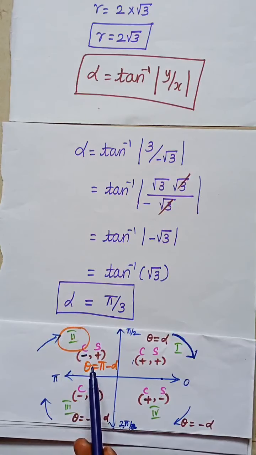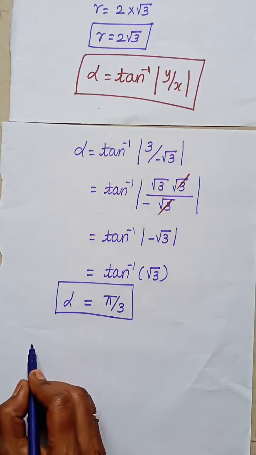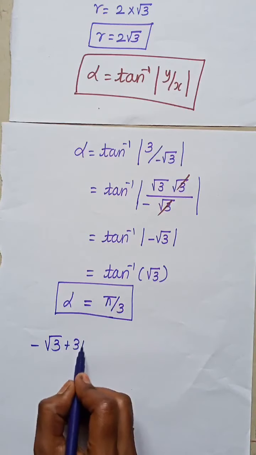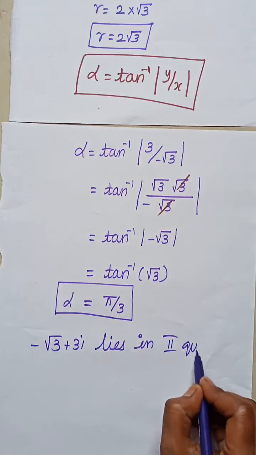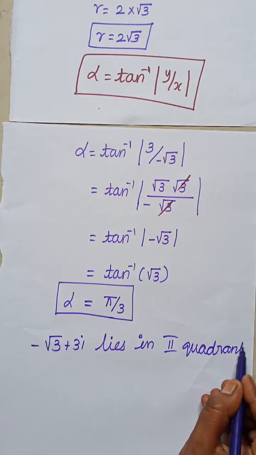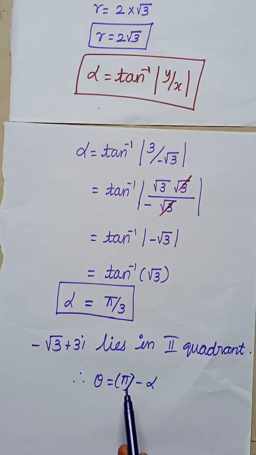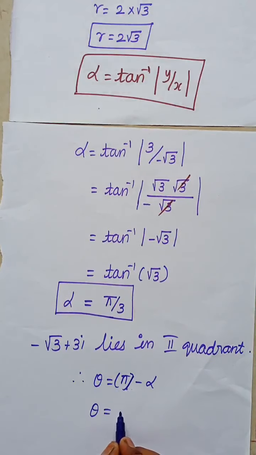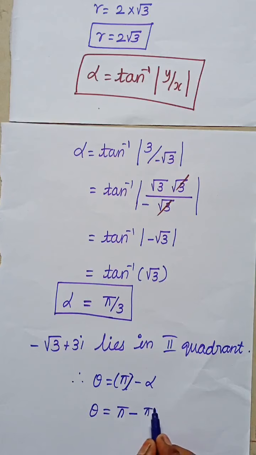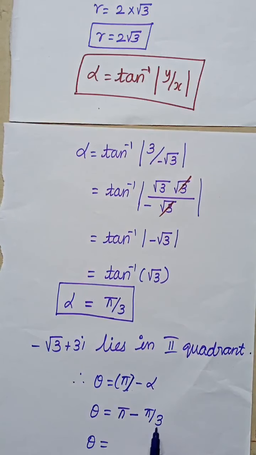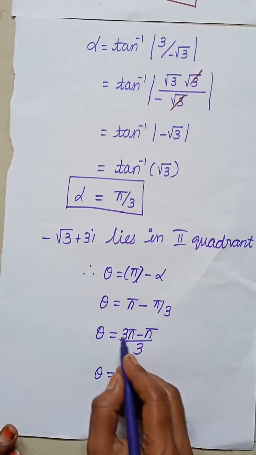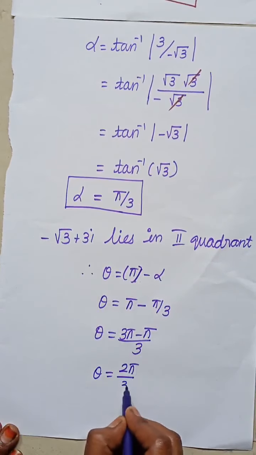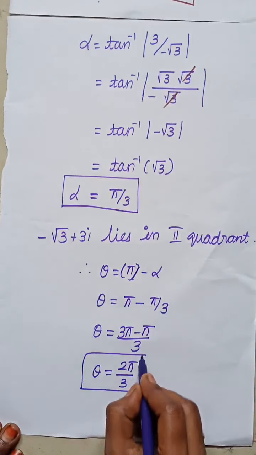In the second quadrant, theta value is pi minus alpha. So minus root 3 plus 3i lies in the second quadrant. Therefore theta equal to pi minus alpha, where alpha is pi by 3. Take the LCM: 3 into pi is 3 pi minus pi, whole divided by 3. 3 pi minus pi is 2 pi, so theta equal to 2 pi by 3.